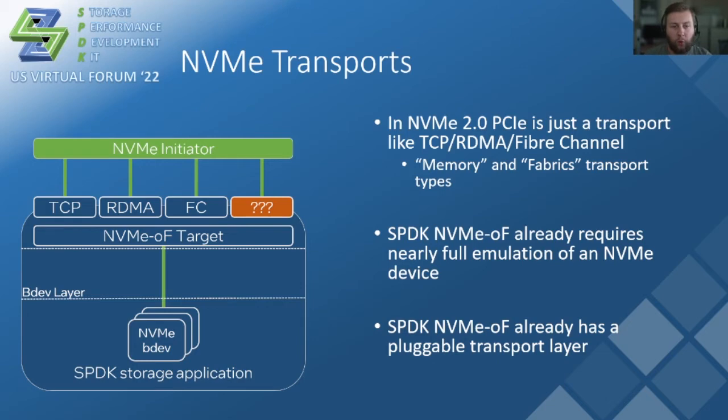Quite a while ago, the NVMe 2.0 spec recognized PCIe as just another transport alongside TCP, RDMA, or Fibre Channel. This basically follows the organization of components done in implementations like the Linux kernel or SPDK. The interesting part happens when two observations are made.